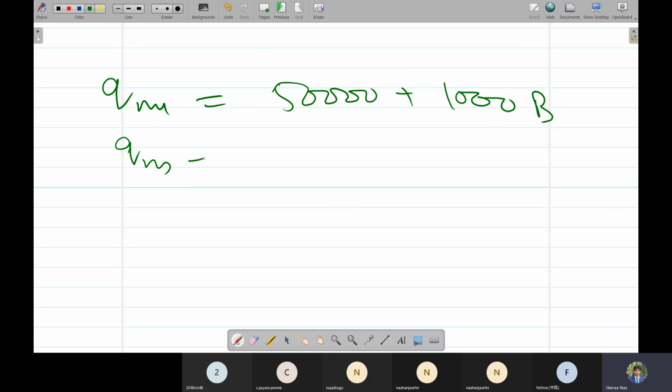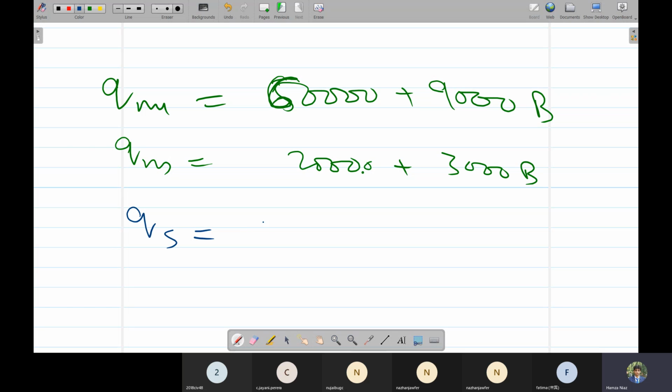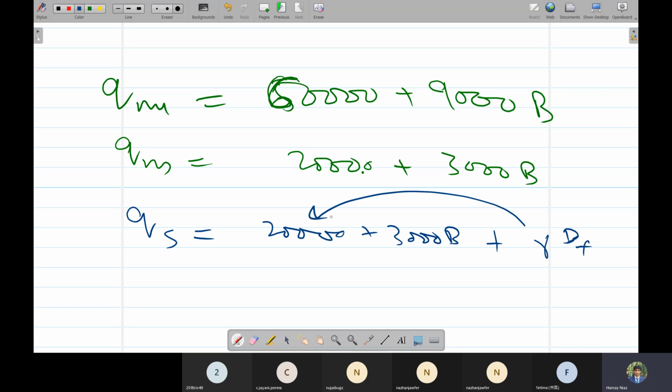So we can find Q net safe by dividing it by the factor of safety. So if this was 9,000 and 60,000, simply divide it by 3. So it would become 20,000 plus 3,000, just divided by calculator. And Q net safe and Q safe would be 20,000 plus 3,000 B plus gamma DF. Just add the values of gamma DF in this one.